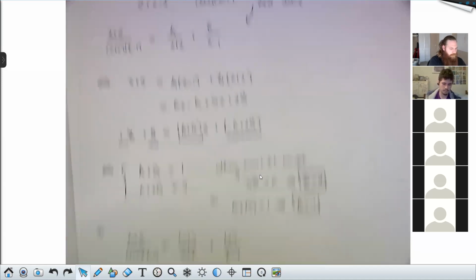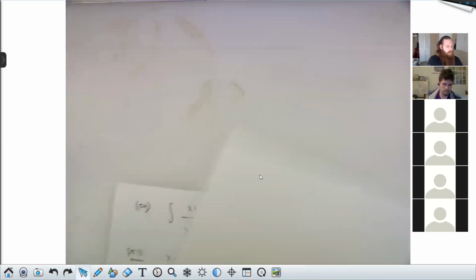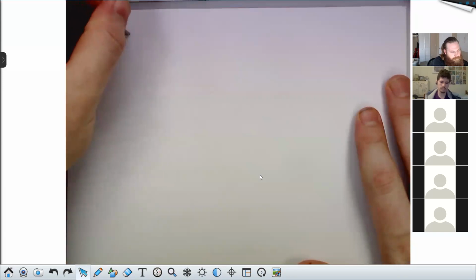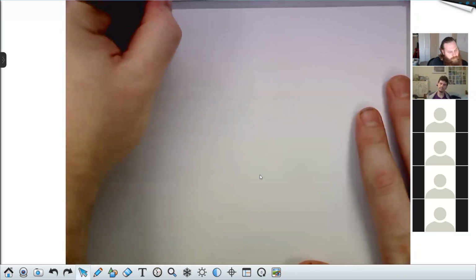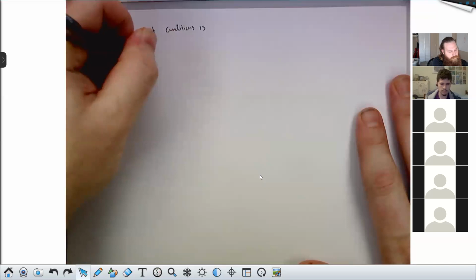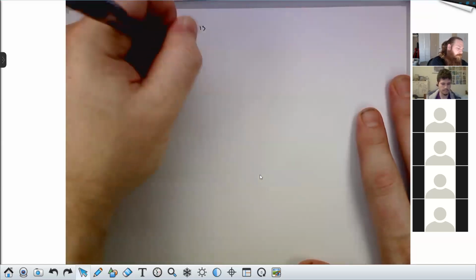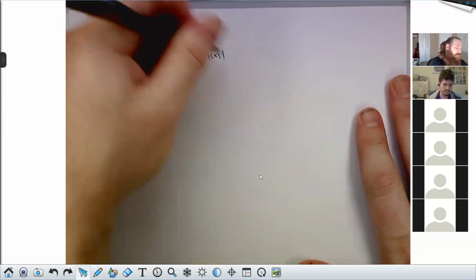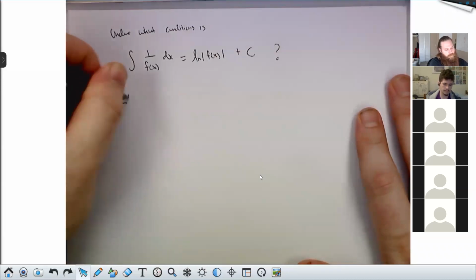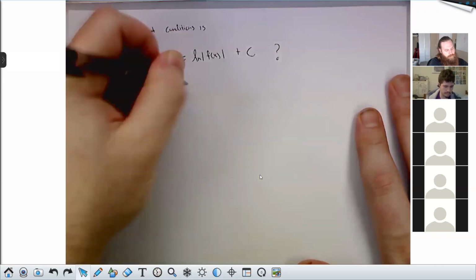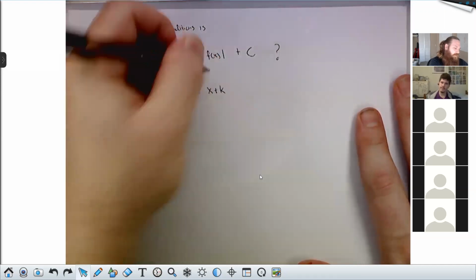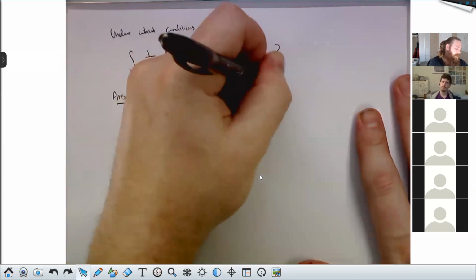So this is a fun enough question that I want to answer it well. Under what conditions, totally unrelated, just think along with me, nothing to do with PFD, is the integral of 1 over f of x dx equal to the natural log of f plus c? The answer: only if f of x is equal to x plus k for some real number k.